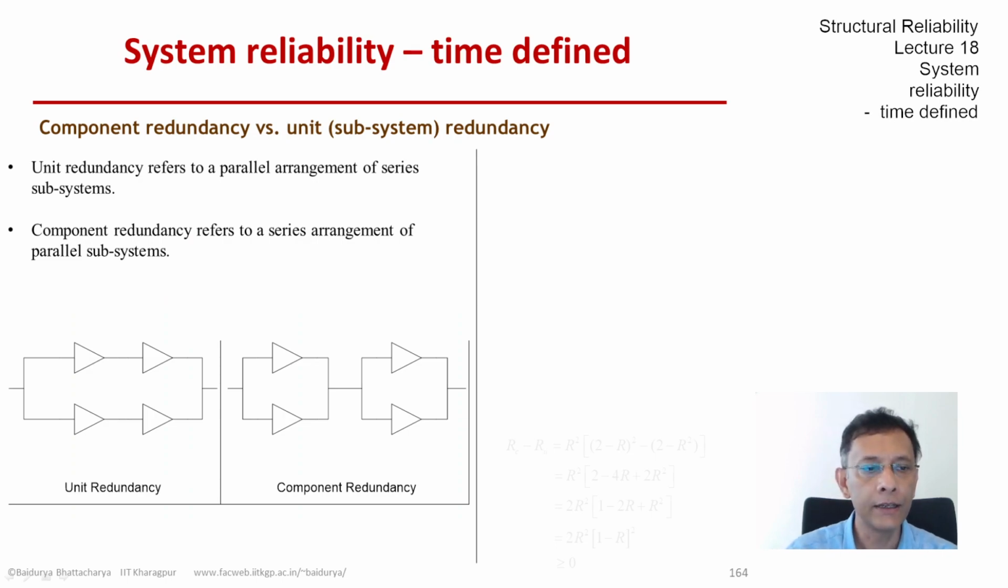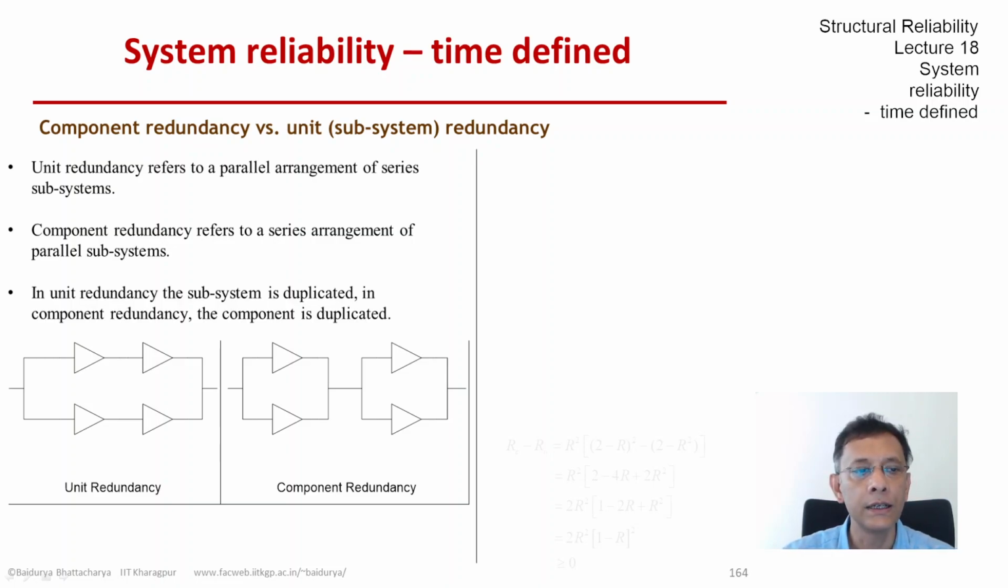Graphically, with 2 by 2 units, this is what the two configurations look like. In the unit configuration, we have two subsystems in parallel, the upper arm and the lower arm. And in the component redundancy, we have two parallel subsystems in series, the left subsystem and the right subsystem. Now the question naturally arises: which configuration is better? In the unit redundancy, the subsystem is duplicated, and in component redundancy, the component is duplicated.